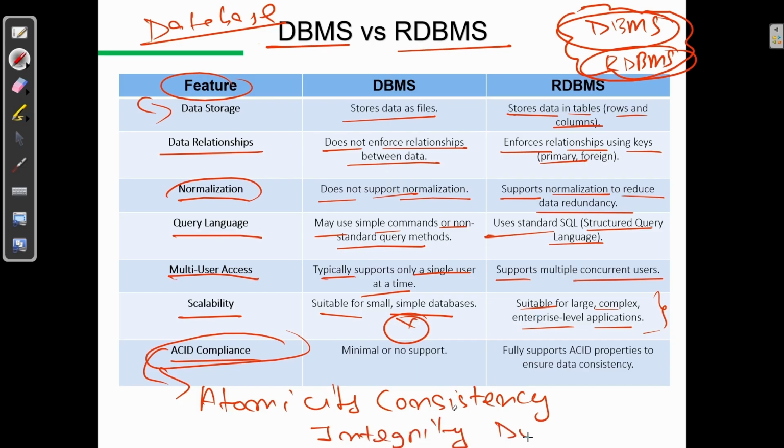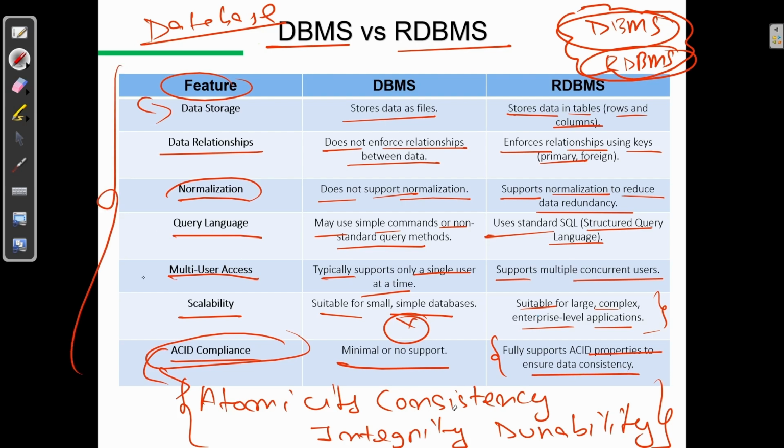D means durability. Okay, this is the full form of ACID: atomicity, consistency, isolation, durability. If anyone asks you, you can read about its ACID properties in Google because this is a theoretical concept. Now in DBMS, it's minimal or no support, but in RDBMS, there is full support of ACID properties to ensure data consistency. So please go through this particular difference table to have a clearer idea. And this is all about DBMS, RDBMS, and database. I hope you understood this topic.